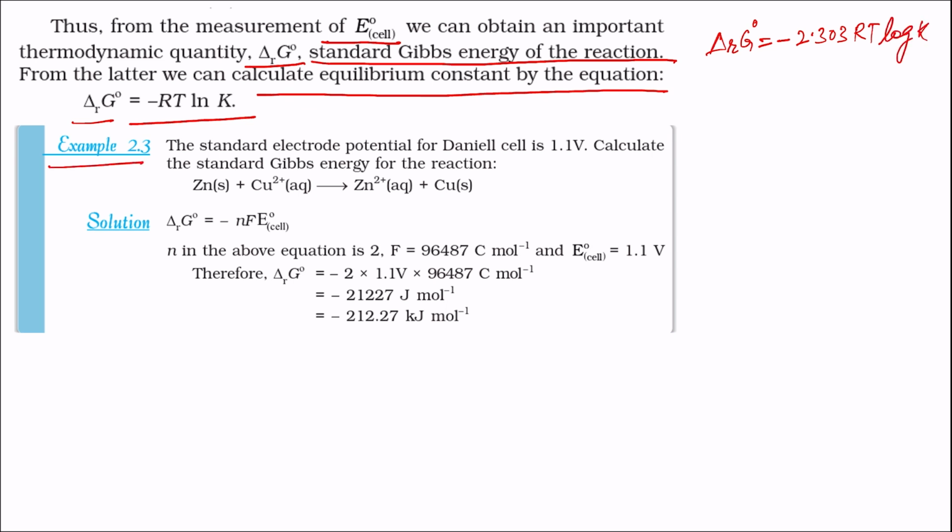Example: the standard electrode potential for the Daniell cell is 1.1 volt. Calculate the standard Gibbs energy for the reaction. Standard Gibbs energy is equal to minus n into F into the standard electrode potential. Putting the value of n, which is equal to 2, F, which is equal to 96487 coulomb per mole, and E naught cell given as 1.1 volt, solving, the value of standard Gibbs energy is minus 212.27 kilojoule per mole.